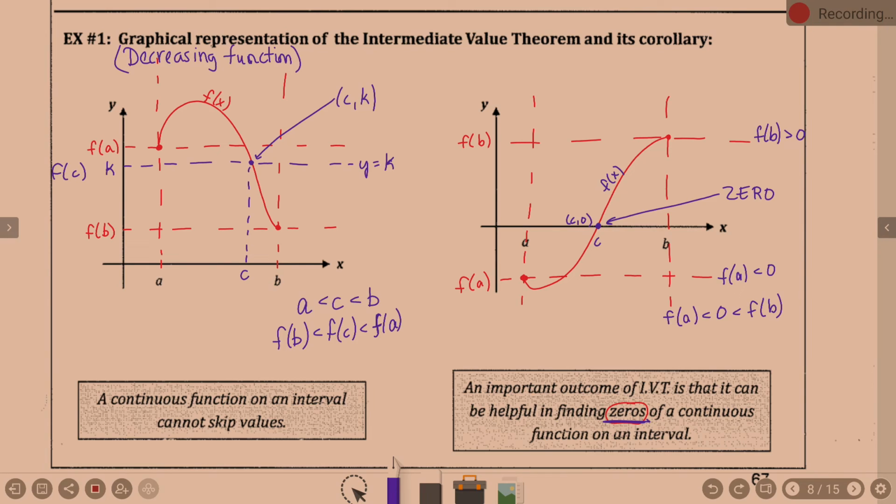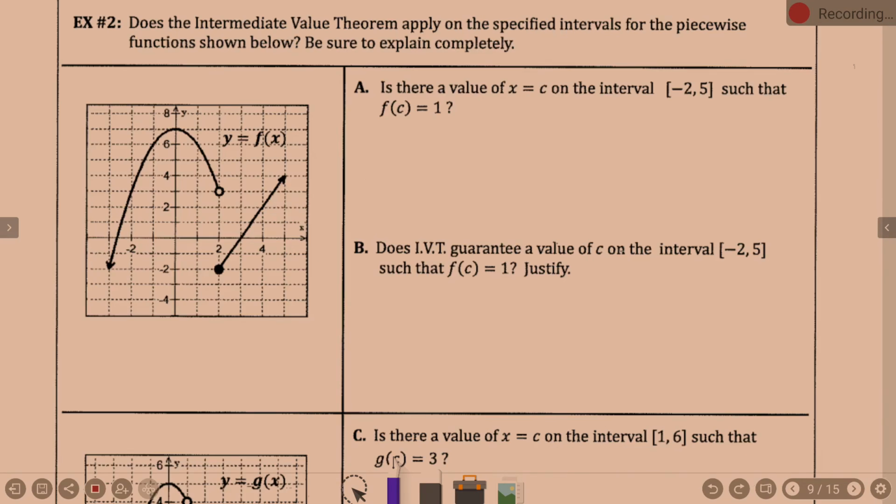I think yes. Isn't it no? Because they're both piecewise. On the specified intervals, looking at the whole graph, if we're looking at this whole graph, IVT doesn't apply because it has to be a continuous function. But is there a value of x on the interval -2 to 5? So where's -2 to 5? No, it's still no.